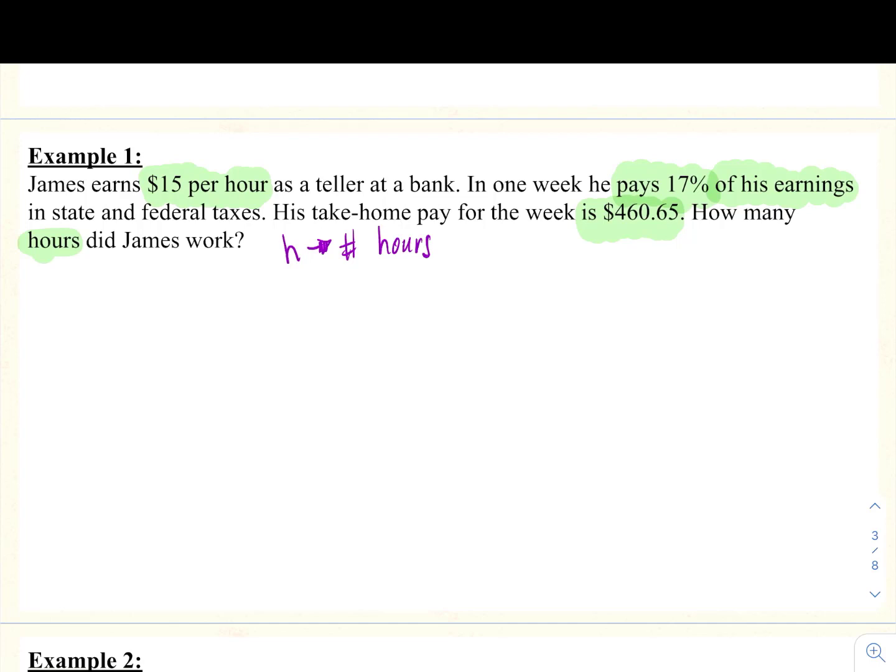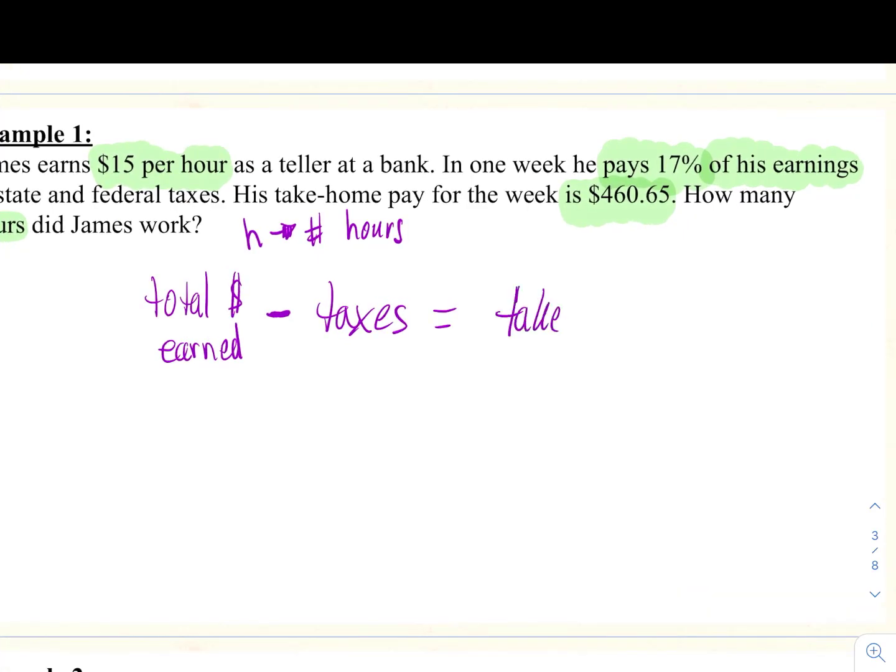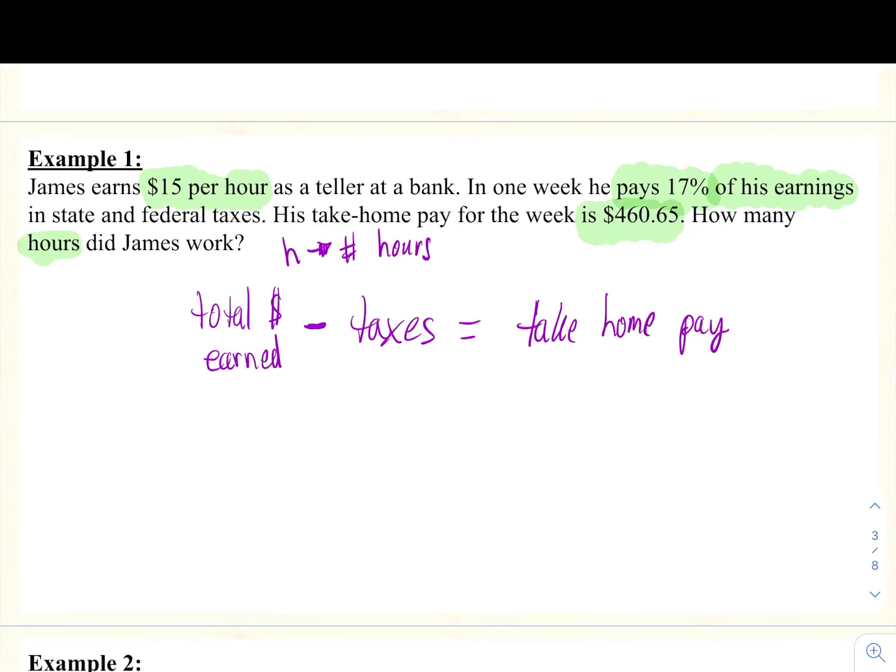It talks about $15 per hour. So that's going to be the total money earned by James. And then he loses 17% of his earnings from taxes. So we're going to subtract our taxes here, which is going to equal our take-home pay. Total money earned is represented by the $15 per hour. So we're going to put 15H because we know H represents the number of hours and James earns $15 per hour. We're going to subtract that from our taxes.